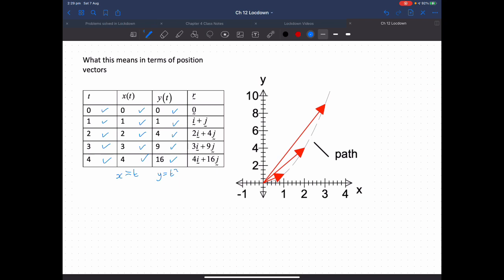So what does this mean? Well, I am looking at position vectors. The first position vector I would have, of course, would be r equals 0i plus 0j, which I have written as the 0 vector. When t is equal to 1, my position vector will equal 1i plus 1j.